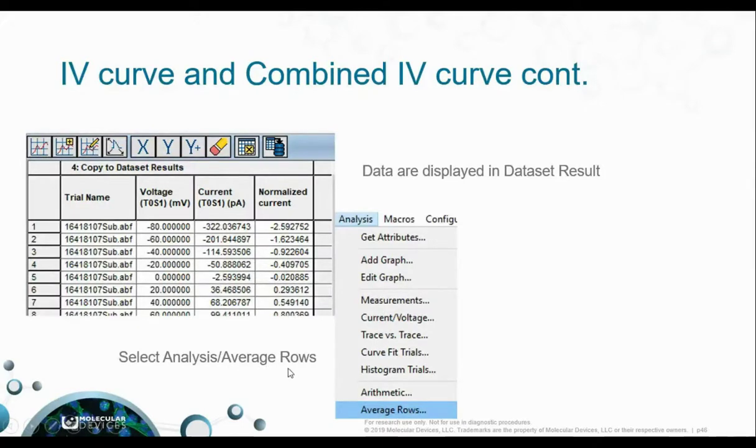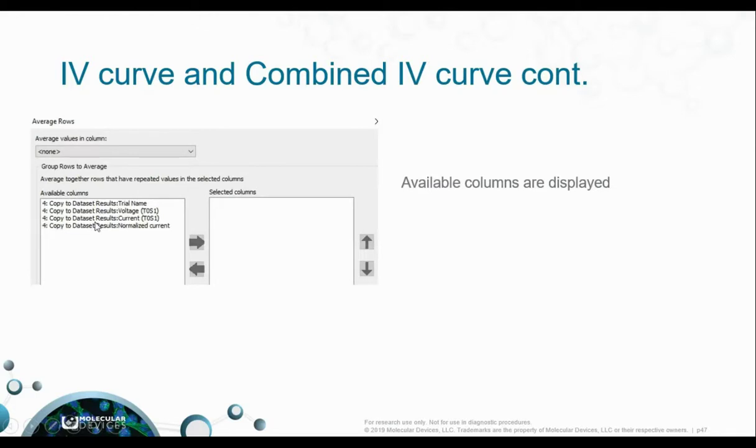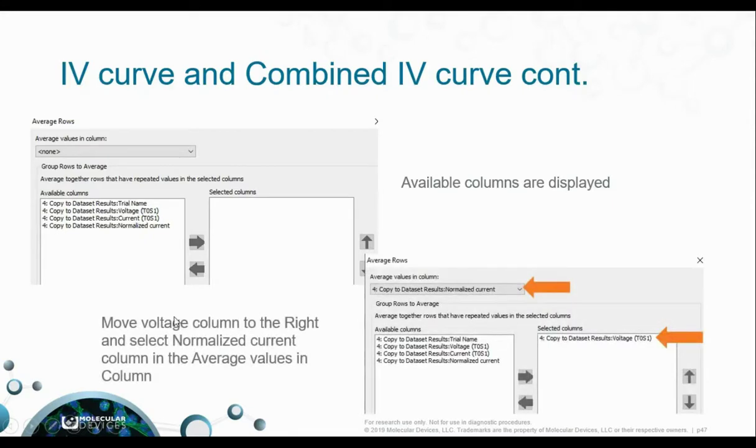Then you select Analyze and Average Row. Then you will see in the average row window, the variable columns are displayed on the left-hand side. Then you need to move the voltage column to the right-hand side. And then in the average value in column, you need to select the normalized current.